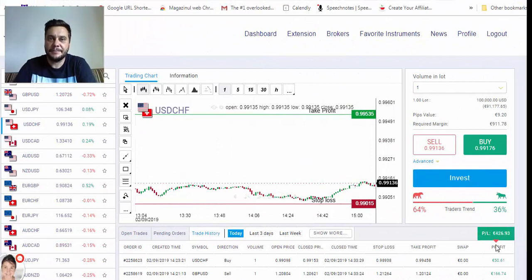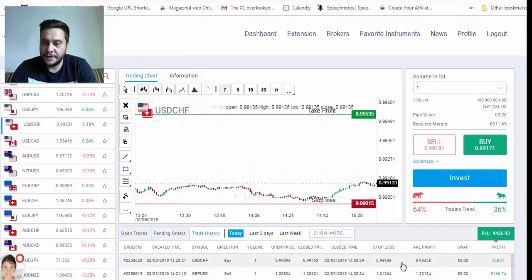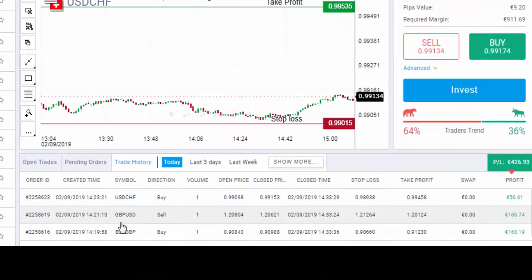Hi everyone, so I'm back with today's trading session results, and as you can see here, it was a very profitable trading session with a profit of 426.93 euros. This is absolutely phenomenal, and as you can see, all the trades were in the money, but we have different results, as you can see right here on the bottom of the page, where are all the results of this trading session.